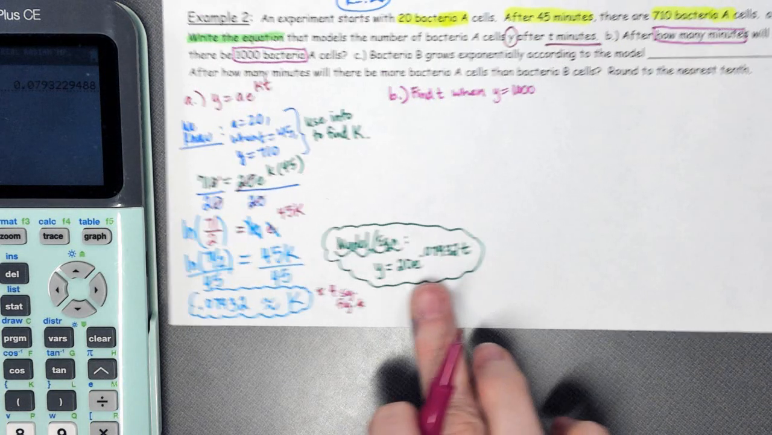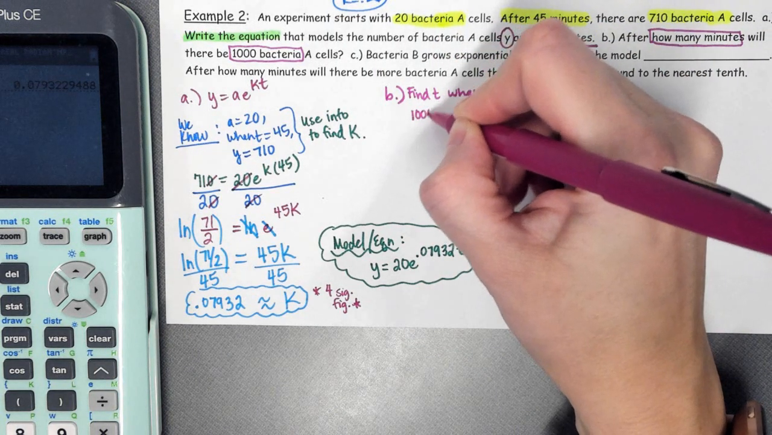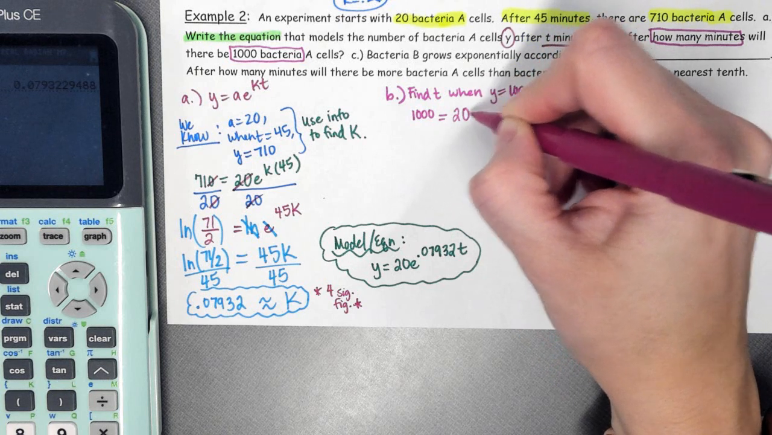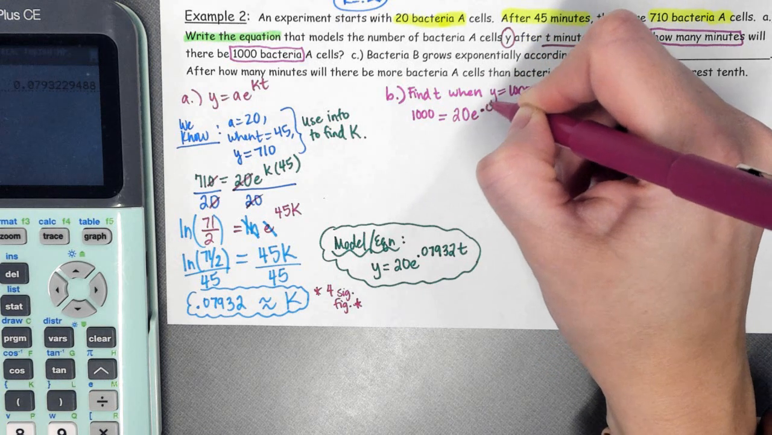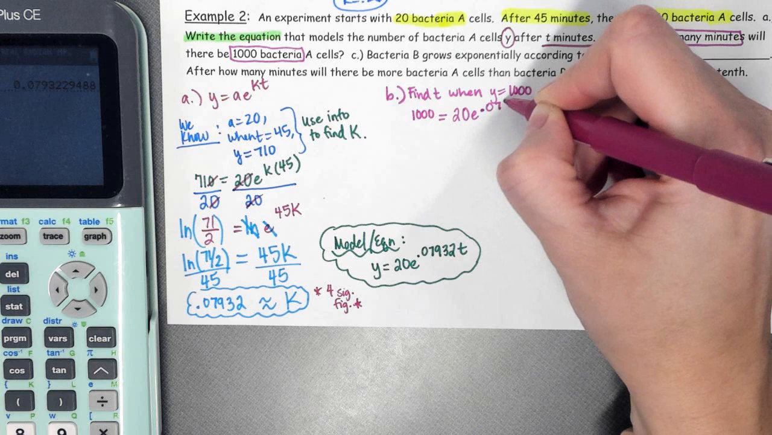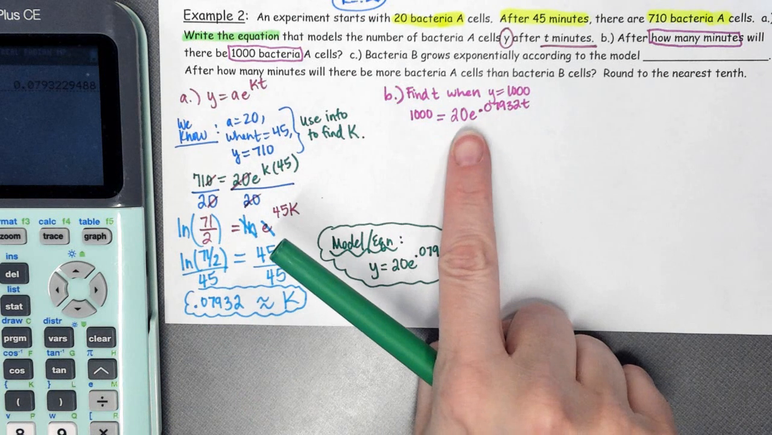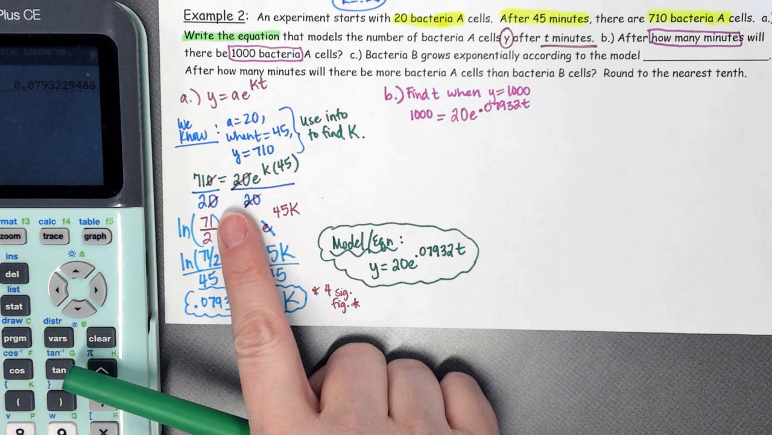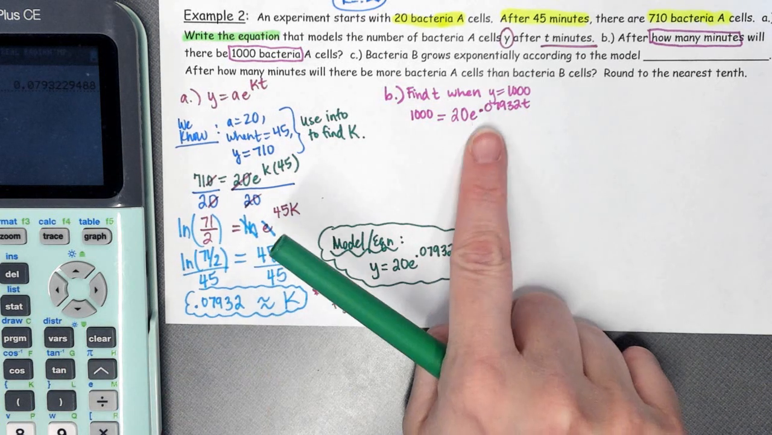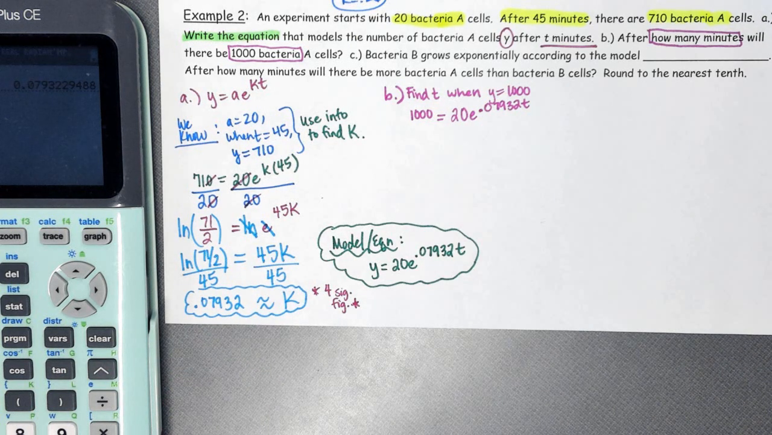So I'm going to use this model. 1,000 is equal to 20e to the 0.07932t. And this process is the exact same that we did here, solving for K. It's just now we're solving for T. Can you guys go ahead and do the first step?